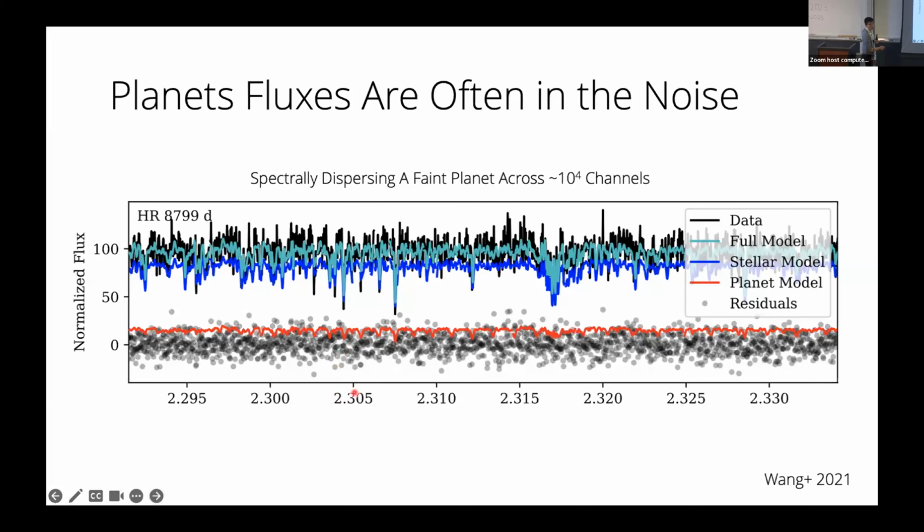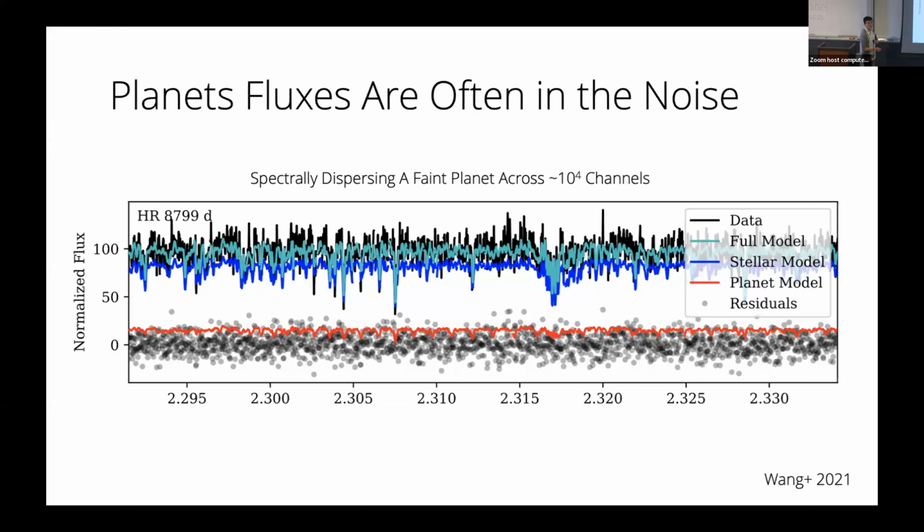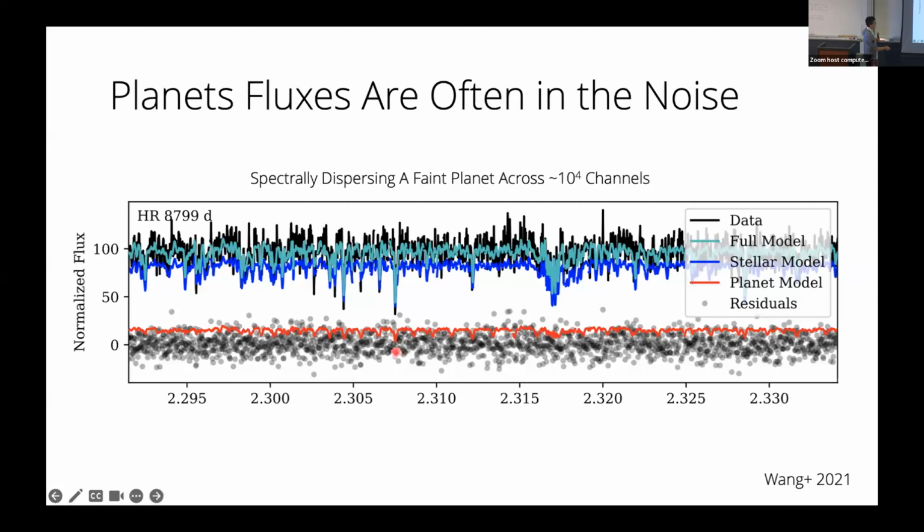but you can see that the planet light is within the noise. Because we're dispersing the planet across so many spectral channels, we get so few photons per channel that with the current 10-meter class telescopes, we can't see individual spectral absorption lines in the planet. Any individual line is at a signal to noise of 1 or so. And we have to use the combination of all these lines together to make inferences on the planet's atmospheric properties.